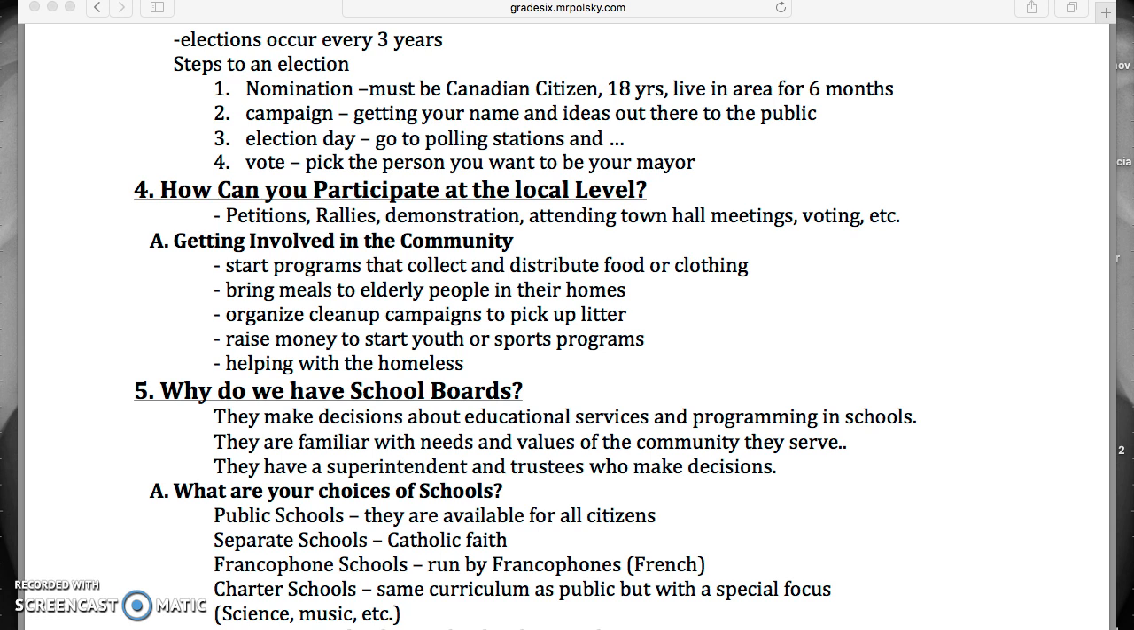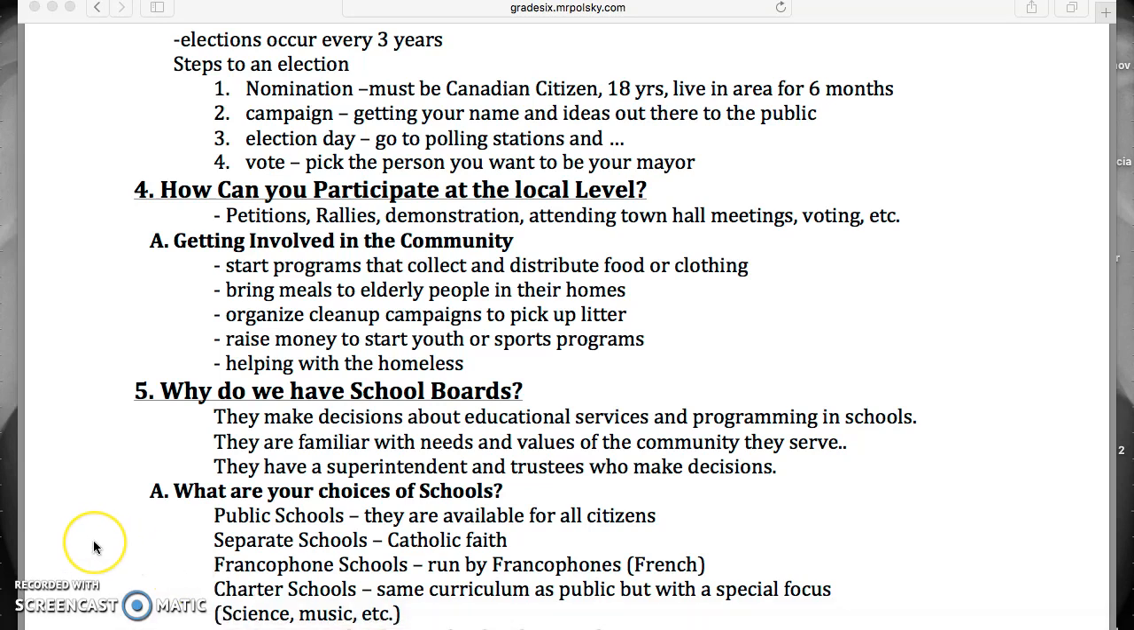You can get involved in a number of ways, more for adults too, but you can start programs that collect and distribute food or clothing, bring meals, organize cleanup campaigns to pick up litter. This doesn't have to be adults. You can do these kinds of things. You can raise money to start different kinds of programs. You can help with the homeless. There's lots of different ways that you can volunteer. And although you're not directly impacting the government, you're making a difference in our city. So you are participating as a local citizen.